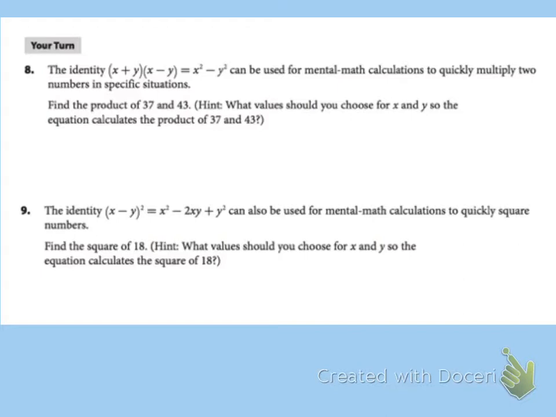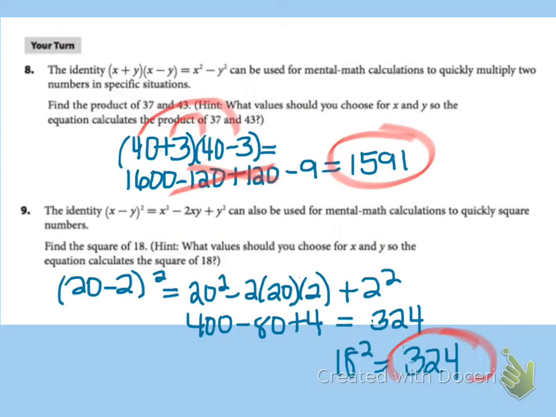So here are the answers. Number 8 is 1591, and number 9 is 324. So again, if you want to give those a try, take a look back once you've tried them and see if they match up with the answers that you see here.